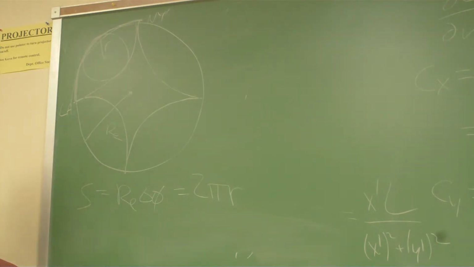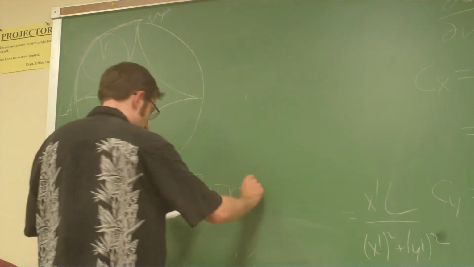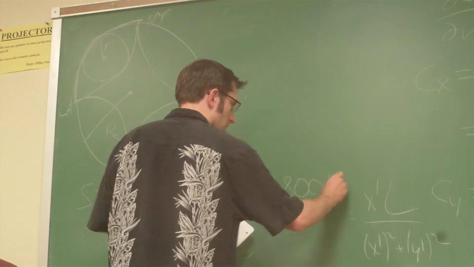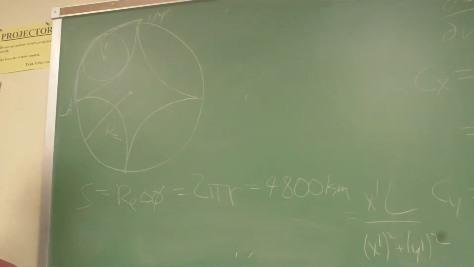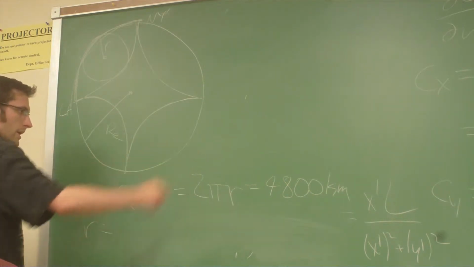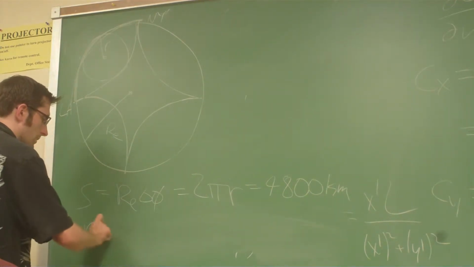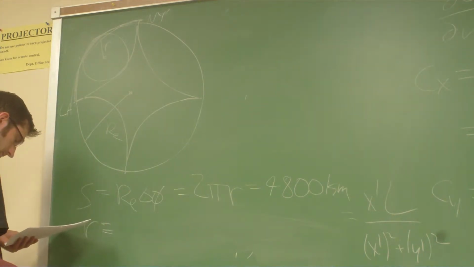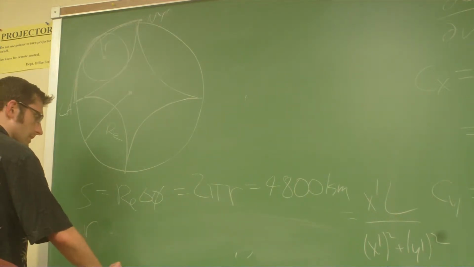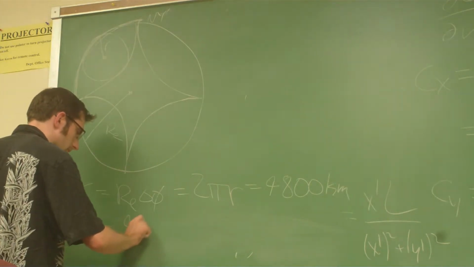At this point, as you said, this was 4,800 kilometers. So basically we get that R in here is 4,800 kilometers divided by 2 pi. I don't know, just a guess. If anybody wants to evaluate that.